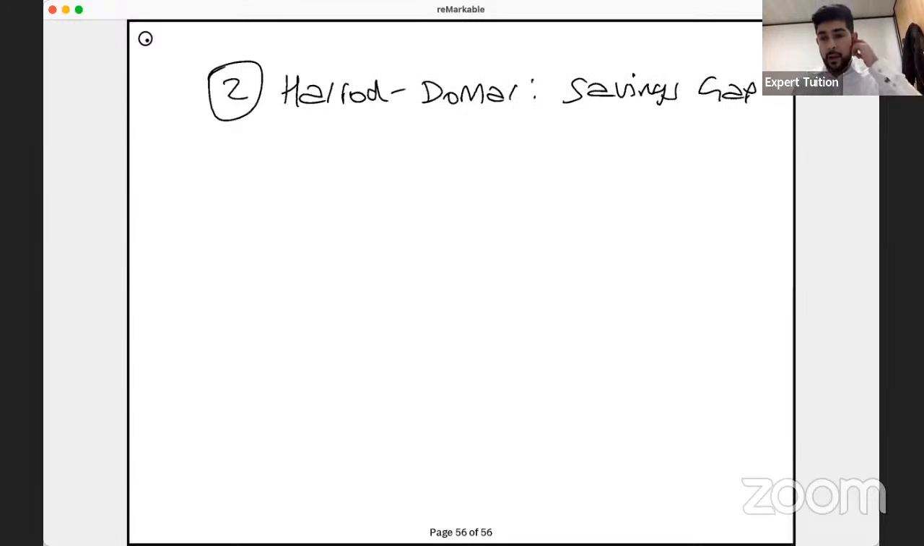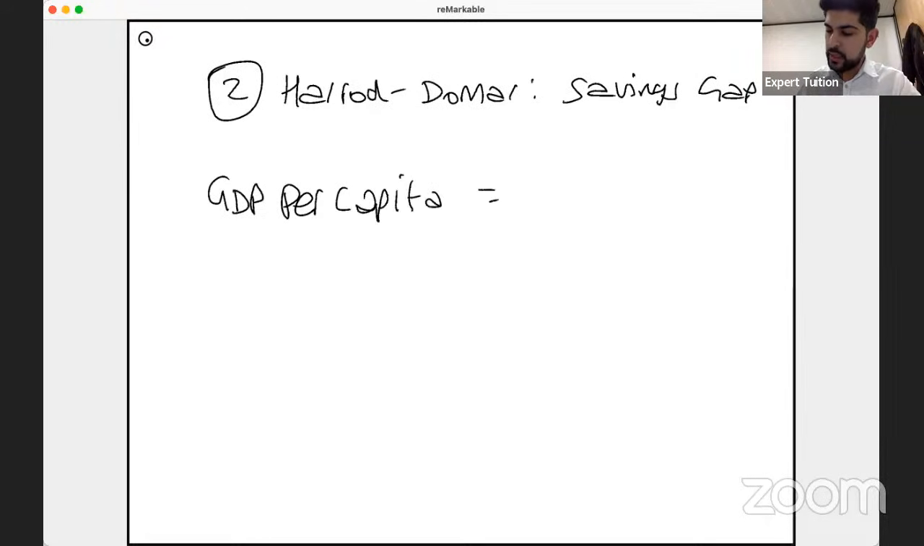Okay. Right, can I just go through what the savings gap is now? The Harrod-Domar model basically argues that one of the biggest reasons why developing countries struggle to grow and develop is due to a lack of savings in their economy. And the logic is very sound because it says, look, if you look at the GDP per capita within these countries, GDP per capita, as I'm sure you hopefully all know, is basically GDP over population, yeah? Okay.